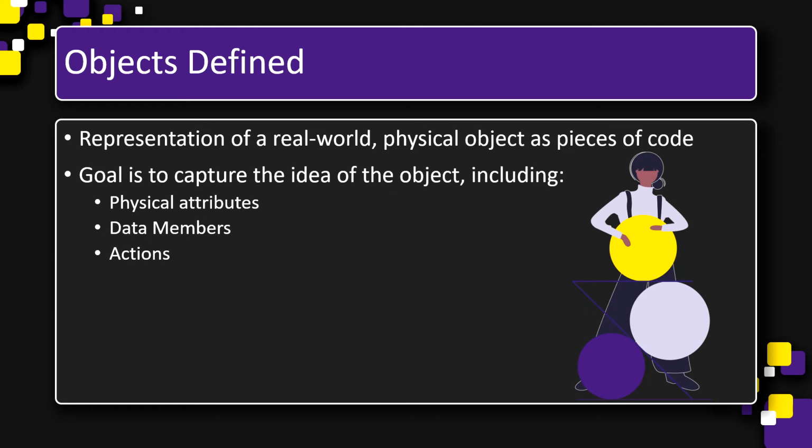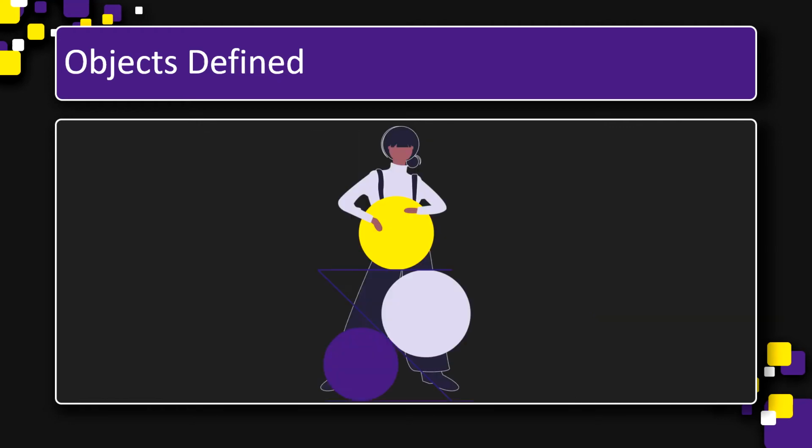Now, keep in mind that a particular thing in the real world, let's say for example a person, might have many things that it needs to be able to do. When we're defining objects in our code, we're not trying to capture all of those things, we're only trying to capture the things relevant to our program. So let's take a look at what this means.